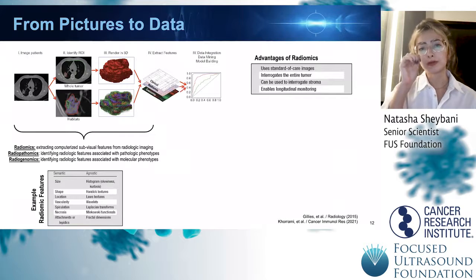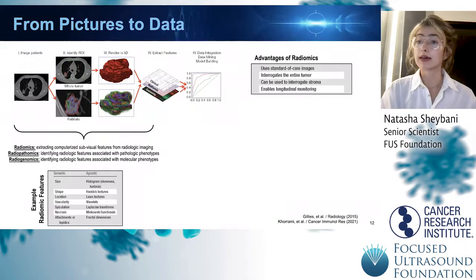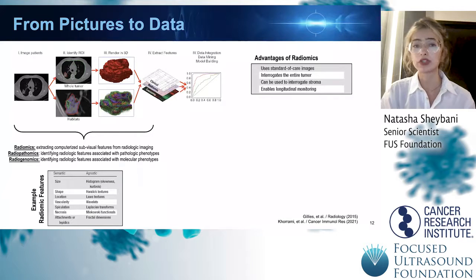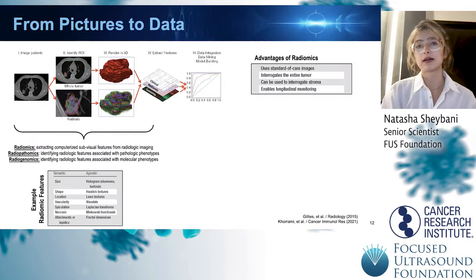I also want to make a brief point that images are data, and they can be used at a much deeper level to support clinical decision-making. Indeed, the burgeoning discipline of radiomics applies tools in artificial intelligence to extract quantitative subvisual features from standard of care radiologic images. Some examples of those features are shown here on the slide on the bottom left. Radiomics features can also be integrated with clinical, pathological, or genomic data to yield more sophisticated models as well.